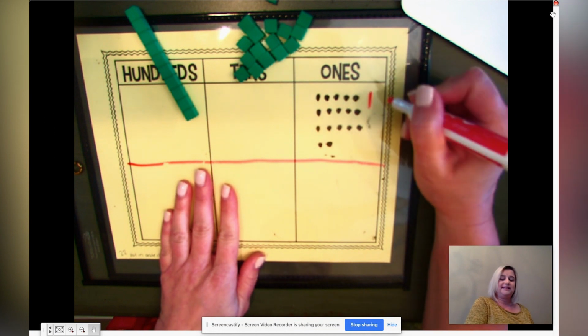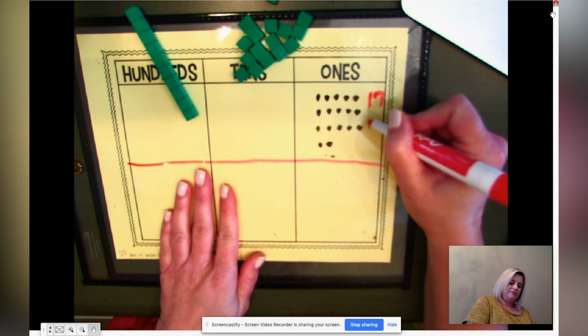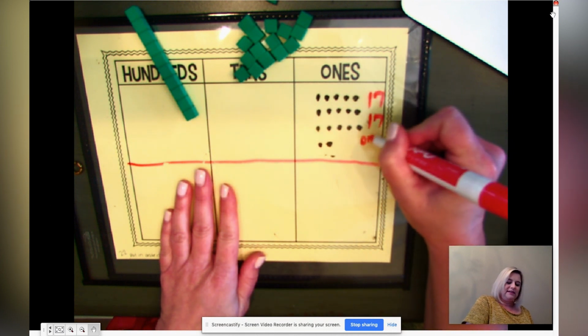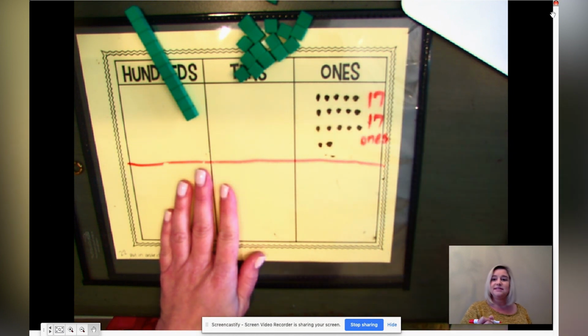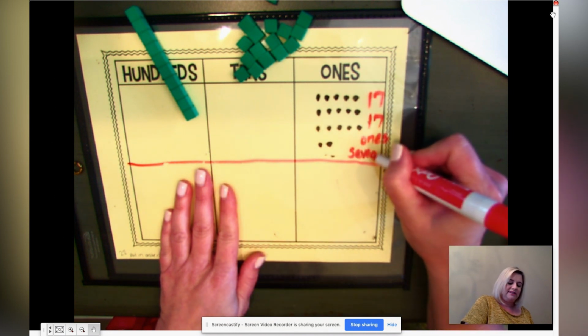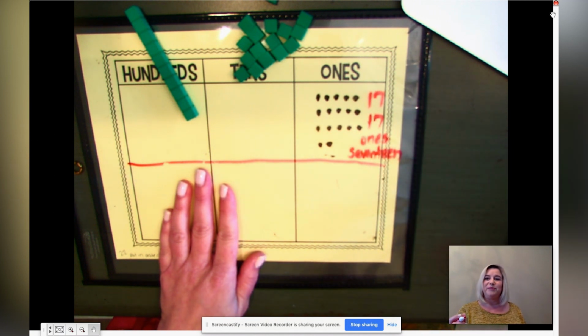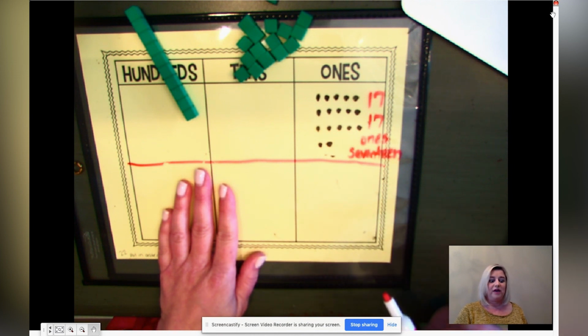We could write 17, 17 ones, and the number word, seventeen. Very good, boys and girls. This lesson is going to help us later being able to count coins, so I'm so glad that you're paying attention.